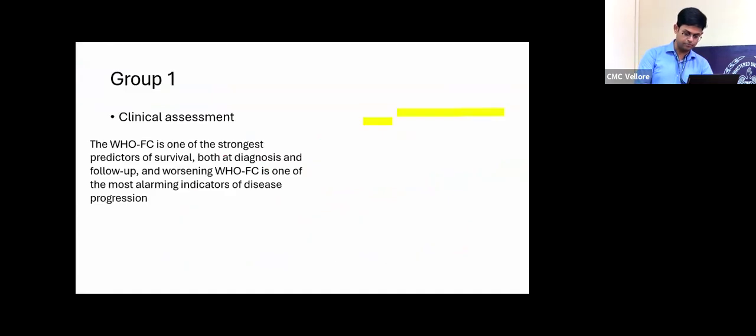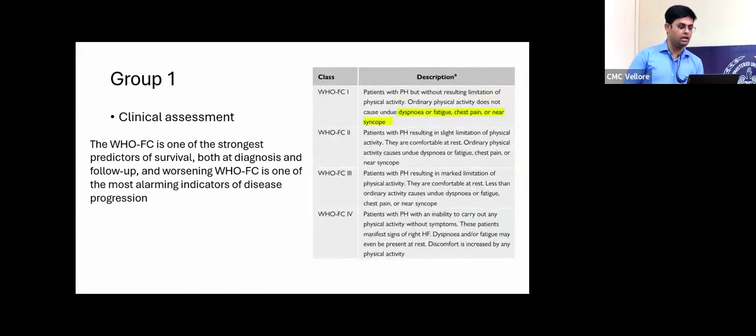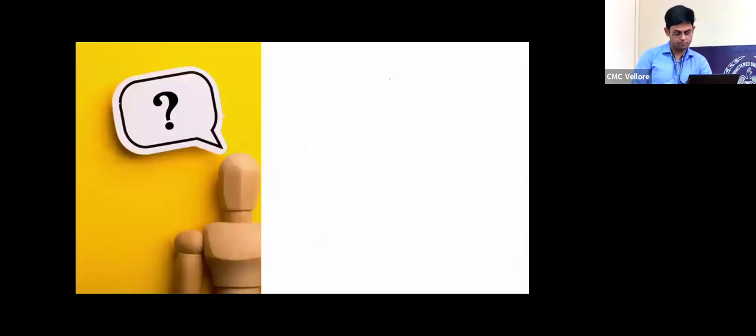Lifestyle changes, like for a group 1 clinical assessment, the WHO functional class is very important. So it is always advisable to group them under a functional class at the initial diagnosis itself, because the treatment and follow-up mainly depend upon the functional class. This is one of the strongest predictors of survival. Worsening functional class is an important alarming indicator of disease progression.